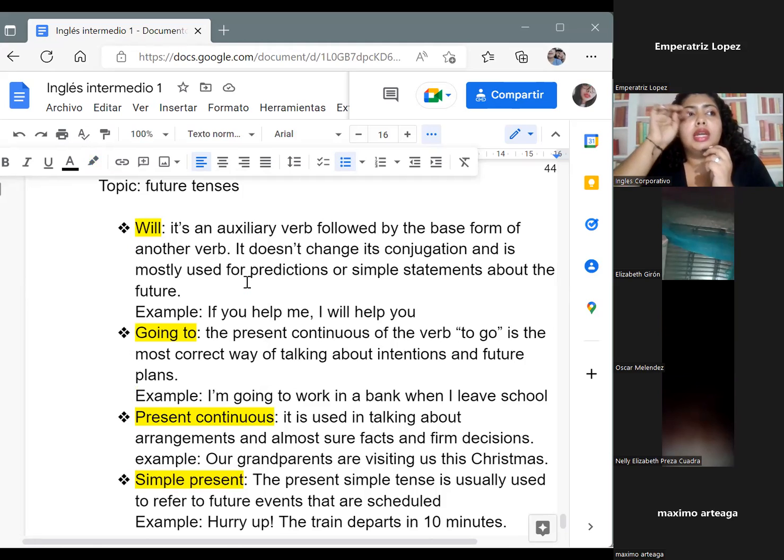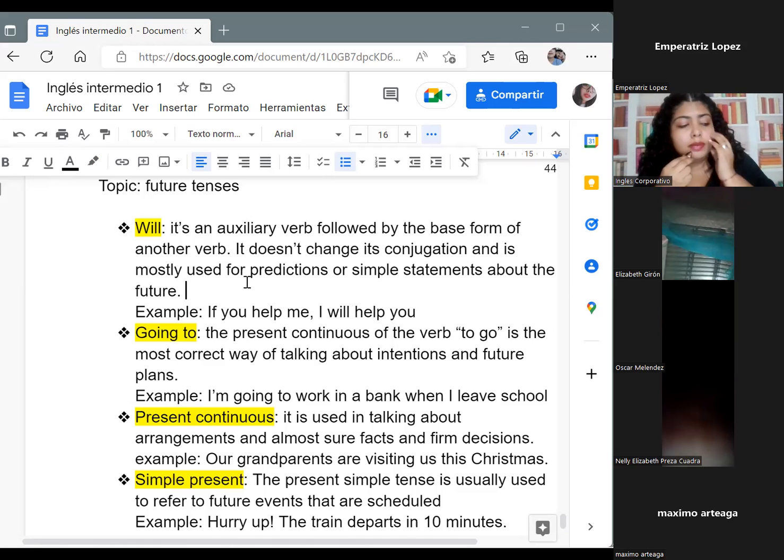So in this case is when we have these actions very marked, because we know that it's going to happen at a moment in the future. Like in the example, hurry up, the train departs in 10 minutes. So we know that we need to take that train, and also we are using the simple present, but in that case we are referring to a situation in the future. So we are going to use present tenses to talk about actions in the future.